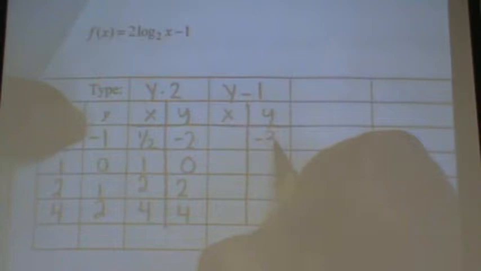So this one is a vertical stretch by 2. You're going to take your y values and multiply them by 2, and then subtract 1. Those are your 2 transformations. You're going to keep your x values the same, so 1/2, 1, 2, we have no effect on x. Take your y values, multiply them by 2, so you get -2, 0, 2, and 4, and then subtract 1. You get -3, -1, 1, and 3.